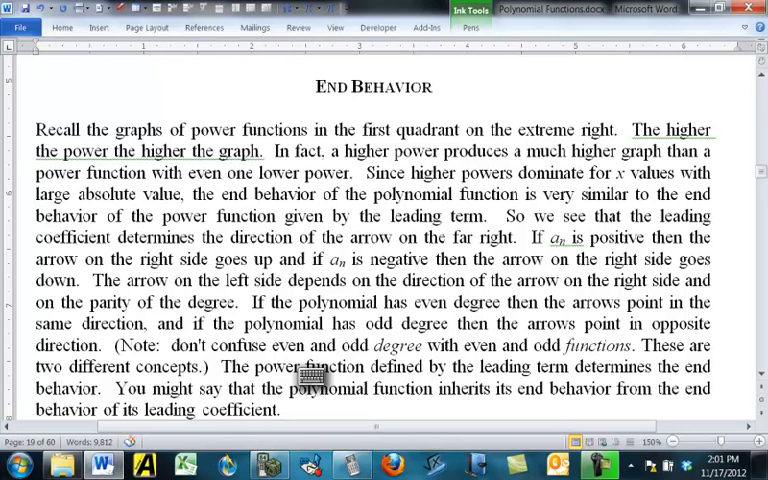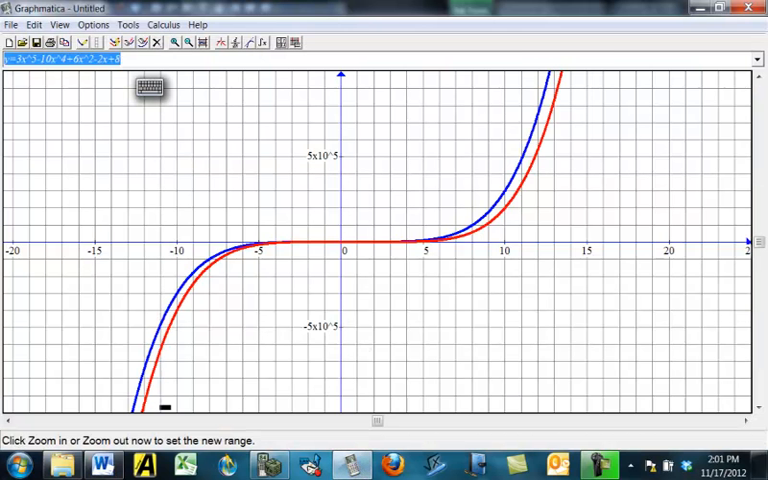Now, by the way, don't be confused with even and odd degree and even and odd functions. Even and odd functions have to do with symmetry. Even and odd degree have to do with the power on this. So this is an odd degree function because the biggest power is 5, an odd number, and so it's going to behave a lot like just y equals 3x to the fifth, which is the blue one, I think. Okay?